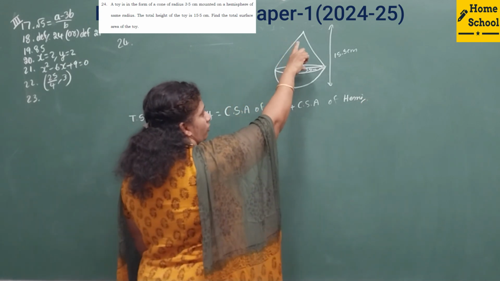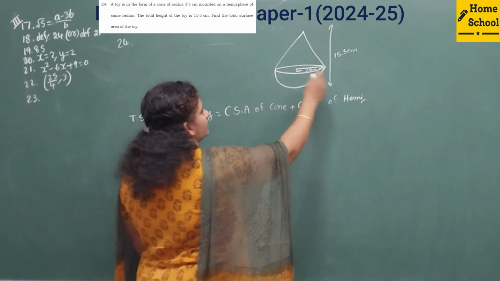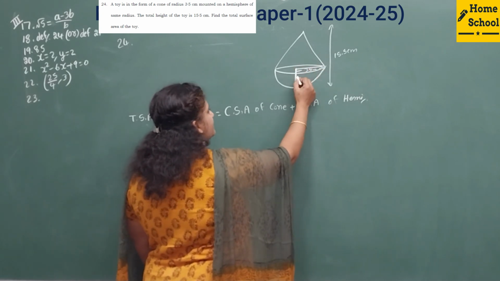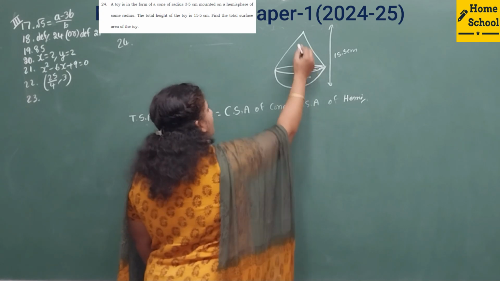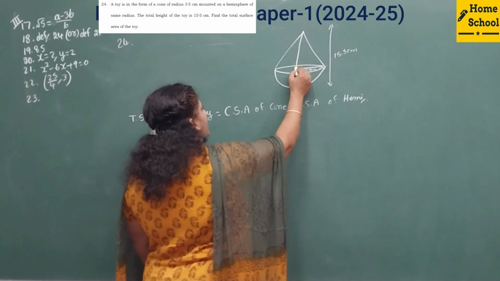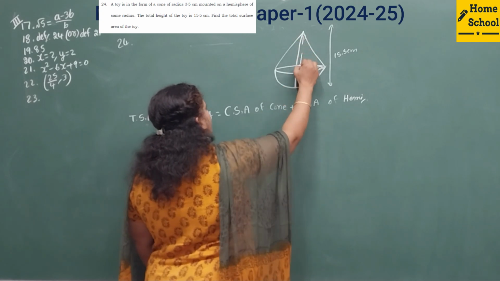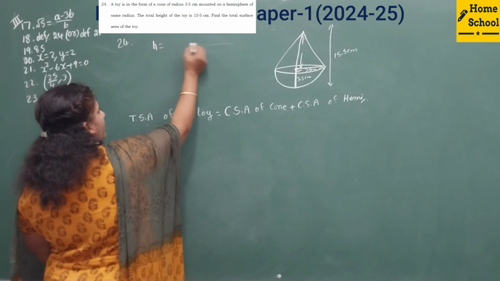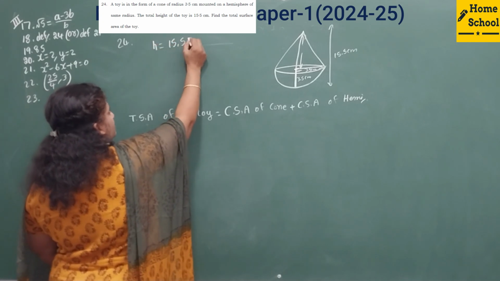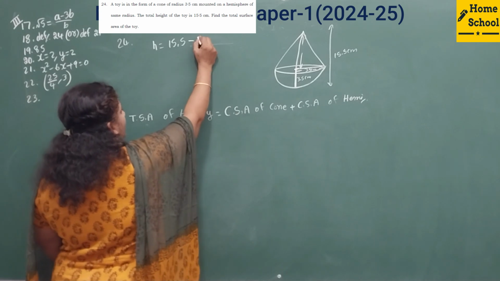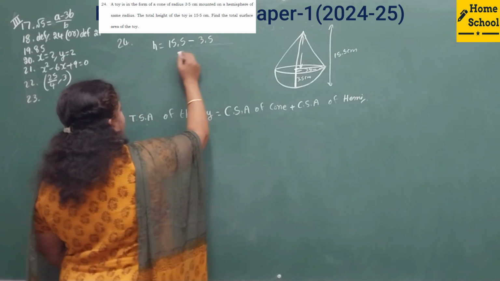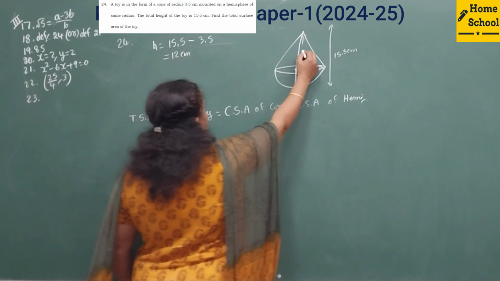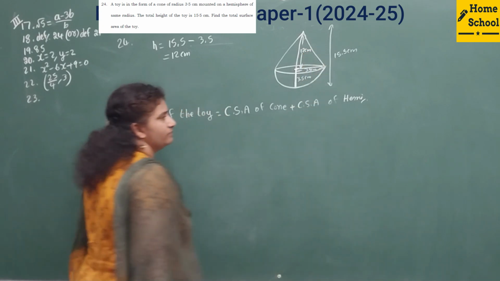Split the height of the cone from the total height of the solid. See, this radius is 3.5 centimeters. Then this is also a radius and this will be 3.5 centimeters. From here to here, it is the height of the cone. If you need the height of the cone, what you can do? Take the total height of the solid minus the height of the hemisphere, that is 3.5, subtract. 15.5 minus 3.5 will be 12 centimeters, which is the height of the cone.